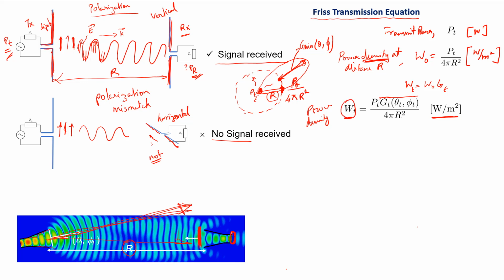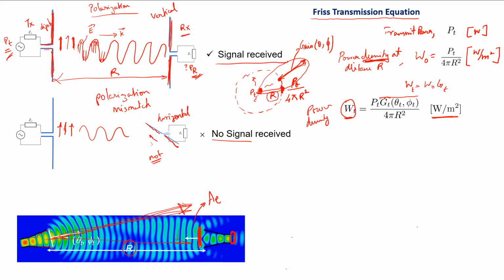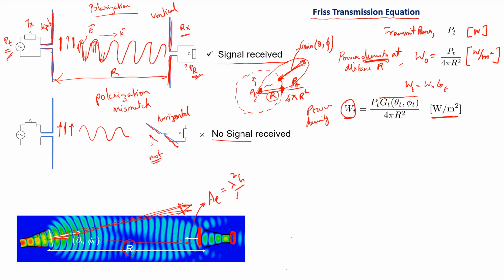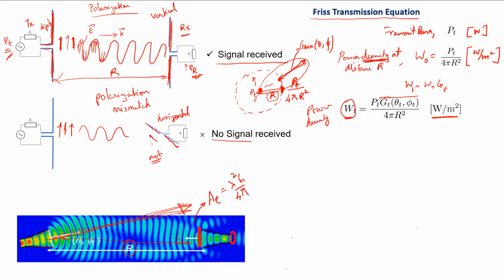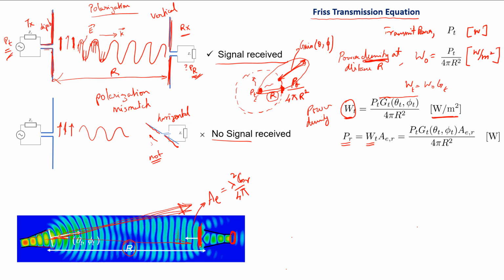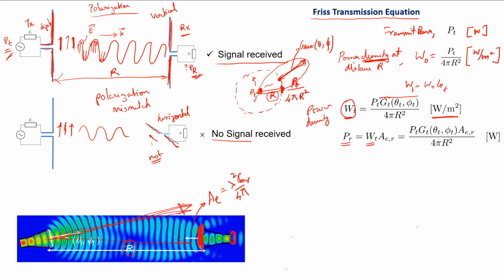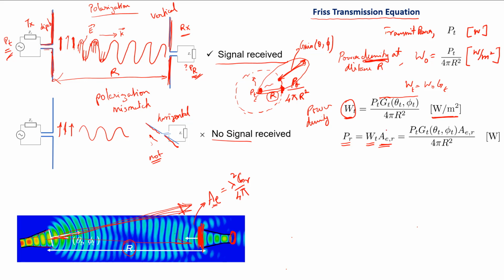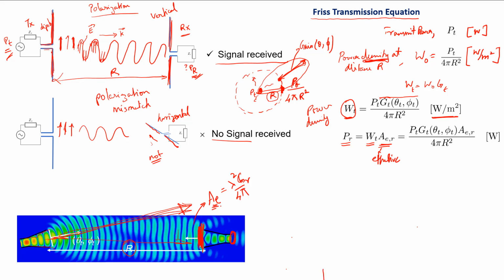Now if you want to know what is the power that is received at the terminals, we can use the so-called aperture area of the receiver antenna. We know that is going to be lambda square G over 4 pi, and the G is going to be the gain of the receiver in this case. So essentially the received power is going to be the power density due to the transmitter at the receiver at a distance r times the effective area of the receiver, which is AE, and that's going to be lambda square GR over 4 pi.